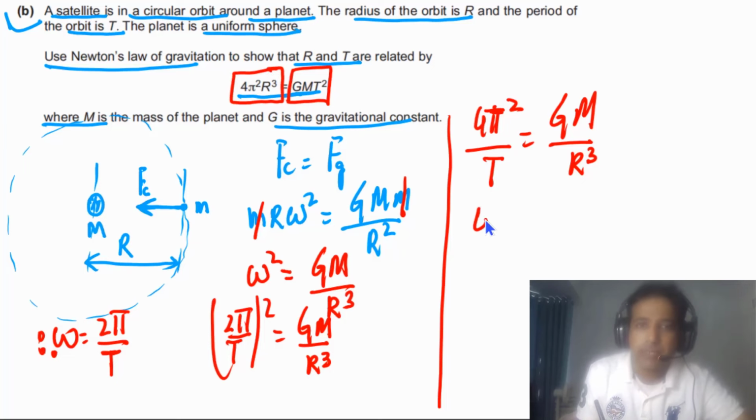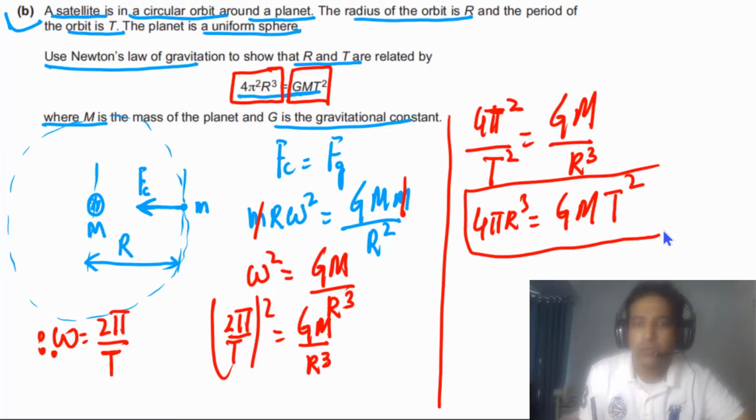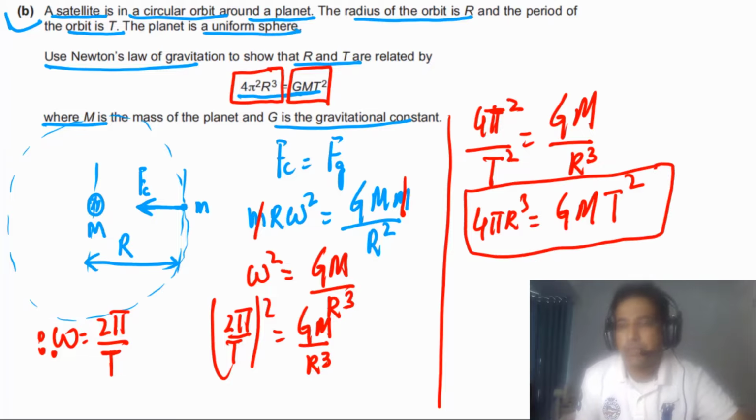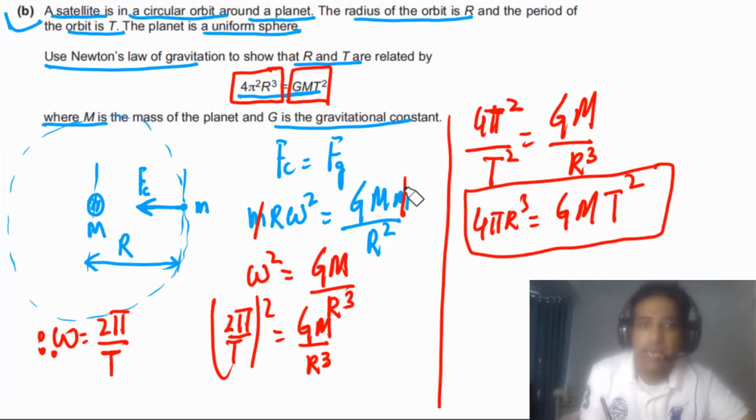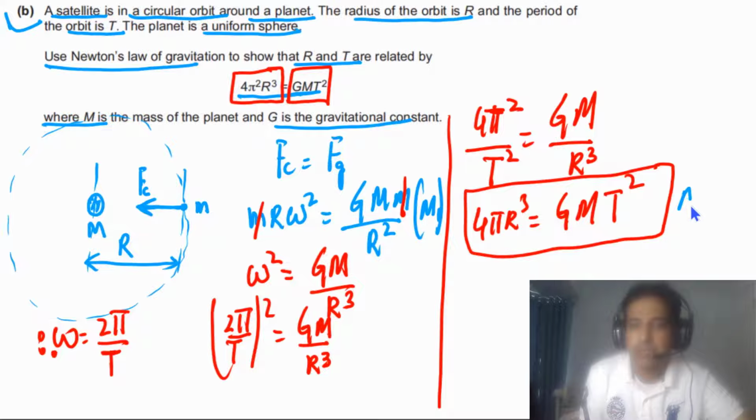So if we cross multiply, simply we can say 4 pi squared R cubed is equal to G M, and here we have T squared, so this is G M times T squared. So this is how you need to prove this one. And this question has 2 marks. The first mark is the M mark. If you have written this one, you will get 1 mark. Then the second mark is the answer mark. If you have got this right answer, you will get 2 marks.